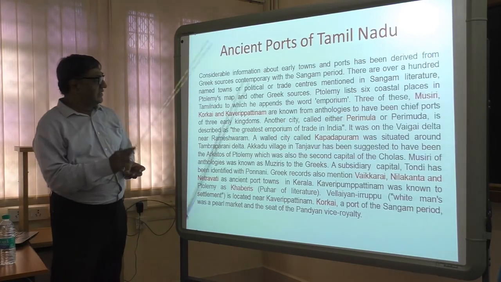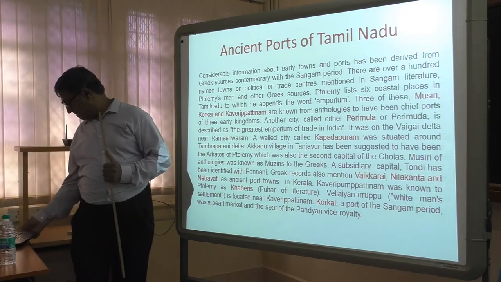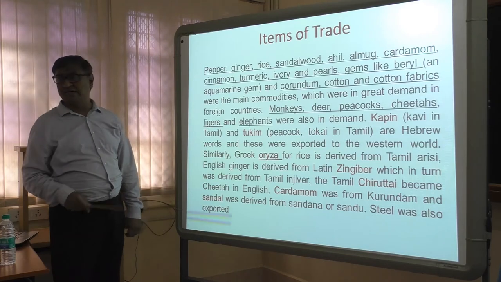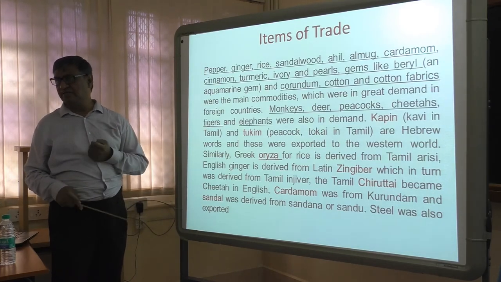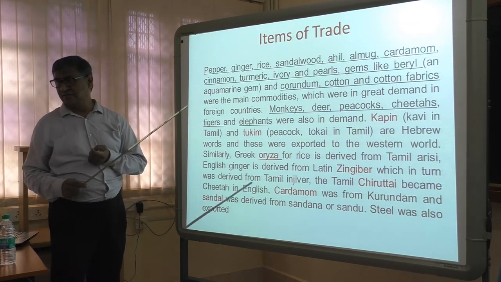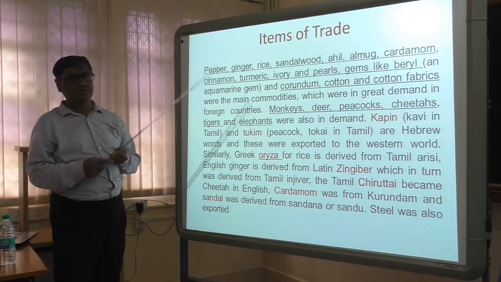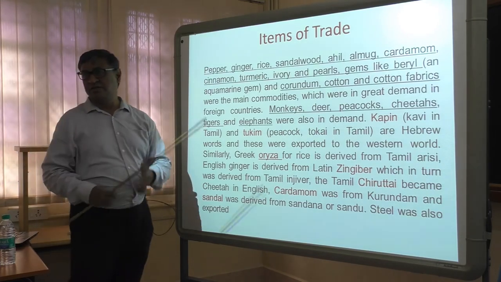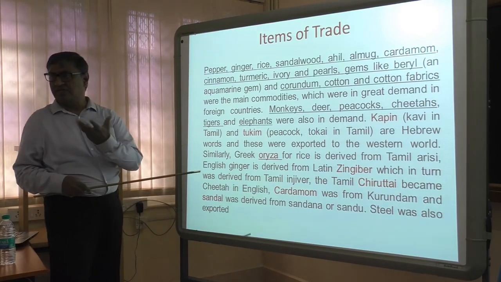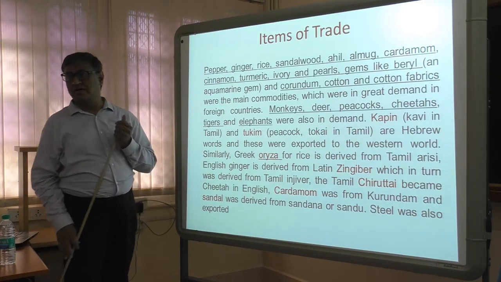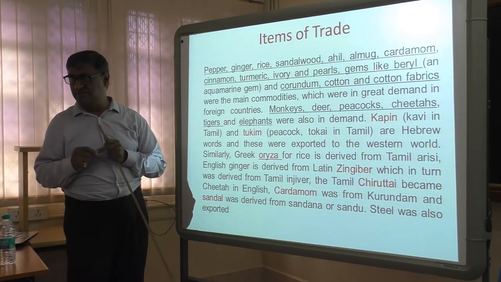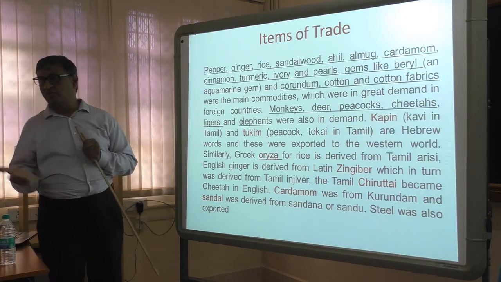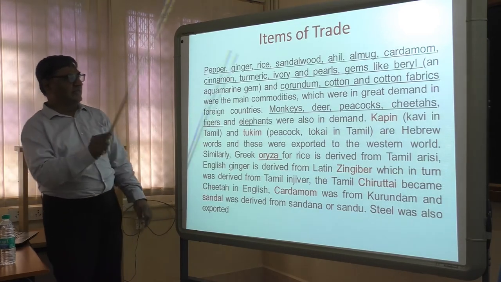This just talks about different ports and so on. The items of trade were pepper, ginger, rice. In fact, many of these names are taken from Tamil or some Indian language. Ginger comes from Tamil Inji, Malayalam Inji, so ginger is the direct word. Rice is related to Arisi; the Greek word was Oryza, derived from Arisi. Sandal comes from Chandana. Many such names, like Margarita. So many items of trade were known by Sanskrit or Indian names.